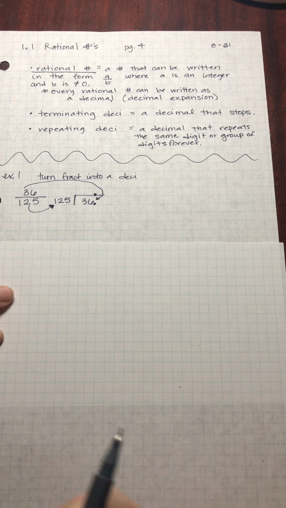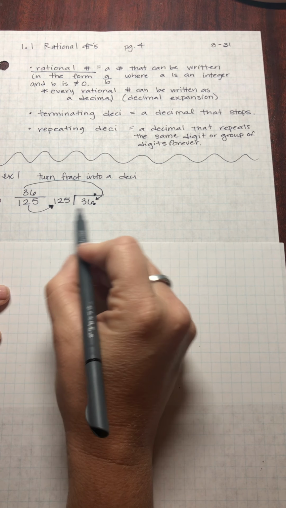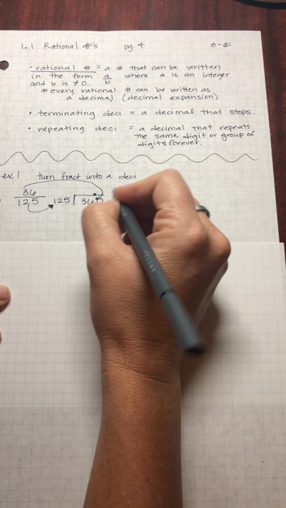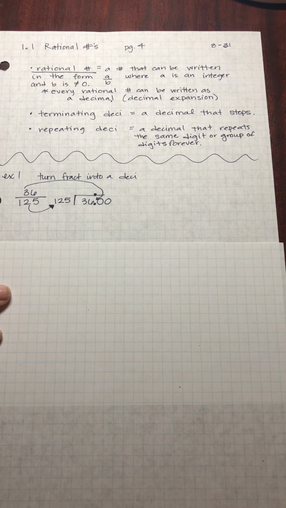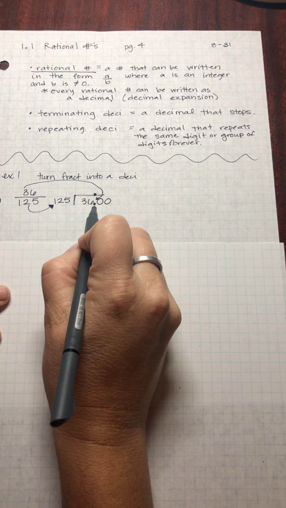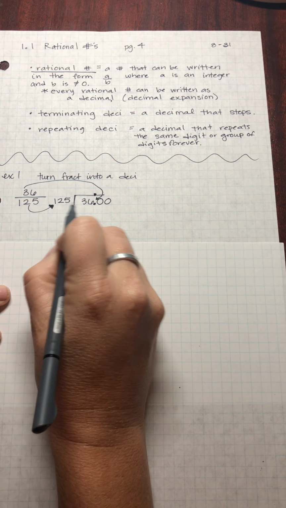And I know you know how to do this. I also know it's been a while, okay? So once you add that decimal, then we can add as many zeros as we need. I'm going to throw up 2, and we might need more, okay? But I do know that 125 is going to be able to go into 360, 3 numbers.